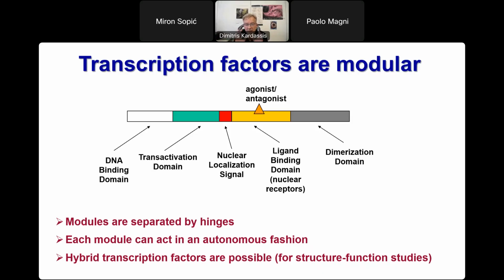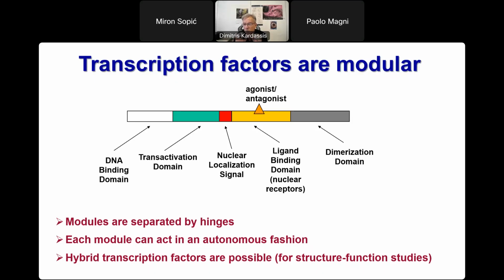You can have different modules which can be exchanged with modules from other transcription factors, and we can make hybrid transcription factors with different properties. And that was very important historically for the characterization of the domains of the transcription factors.